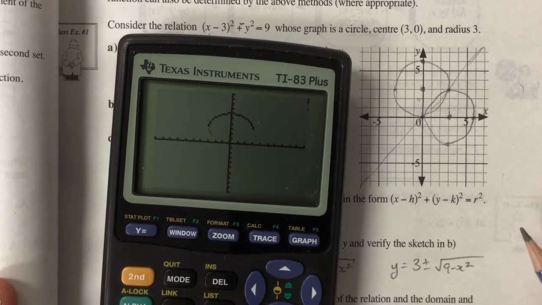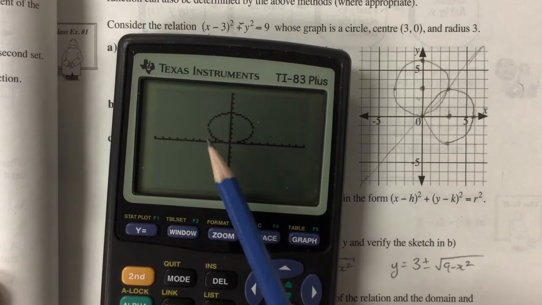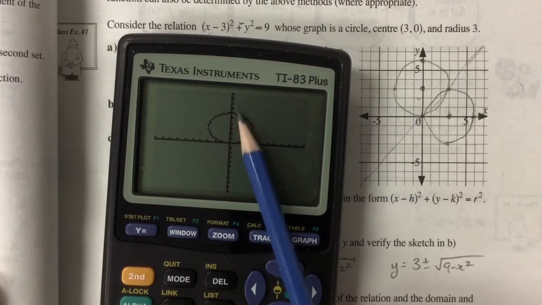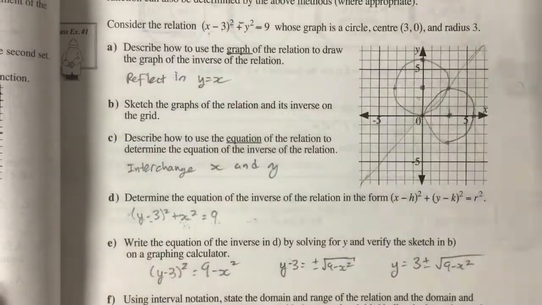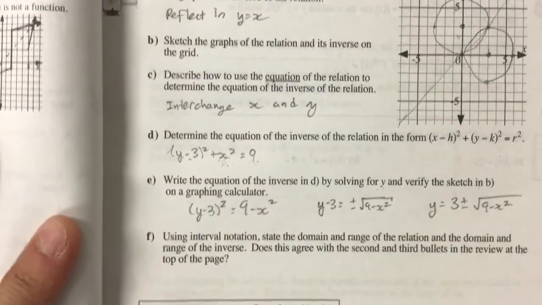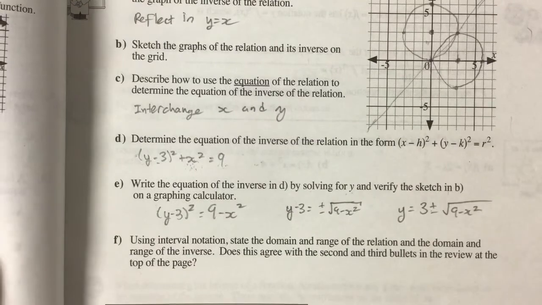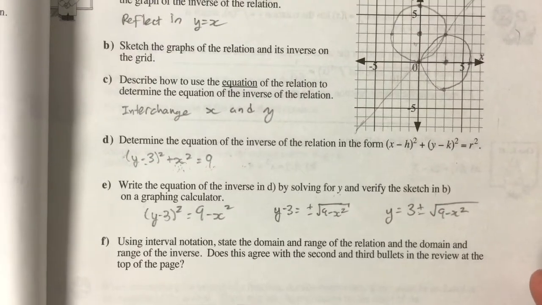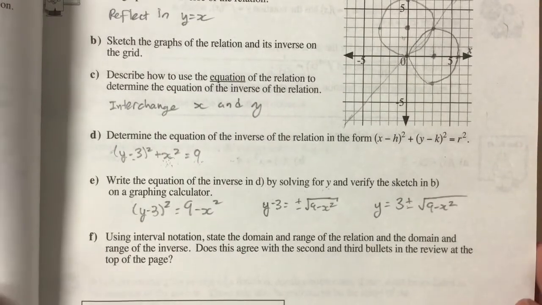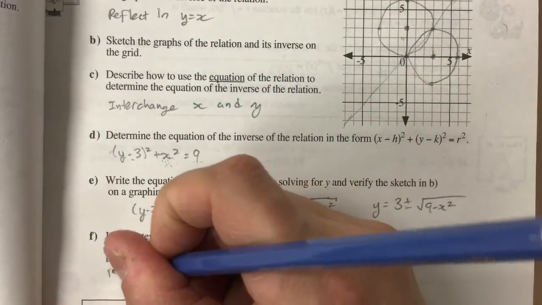So there's the top portion of my graph, and then there's the bottom portion of my graph. It doesn't really look like a circle here. We would have to adjust our window settings, probably my Y window settings. And now stating the domain and range of our graph. So using interval notation, we want to state the domain and range of the relation and the domain and range of the inverse.